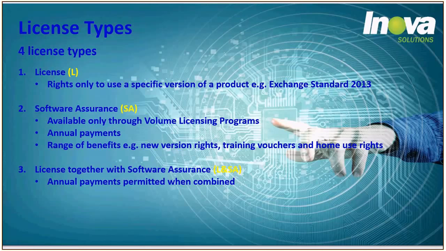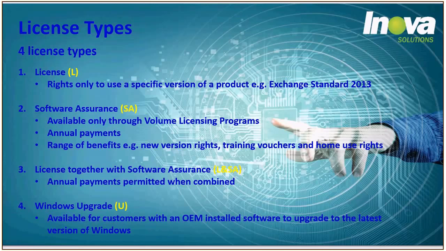With the software assurance and the licenses together as well, you're allowed to pay annually for the license and software assurance when you combine them. If you were just to purchase the license alone, you have to pay that in full. There's no annual payments, there's no spread payments or anything like that. But if you combine the license together with the software assurance, you're able to make your payments annually.